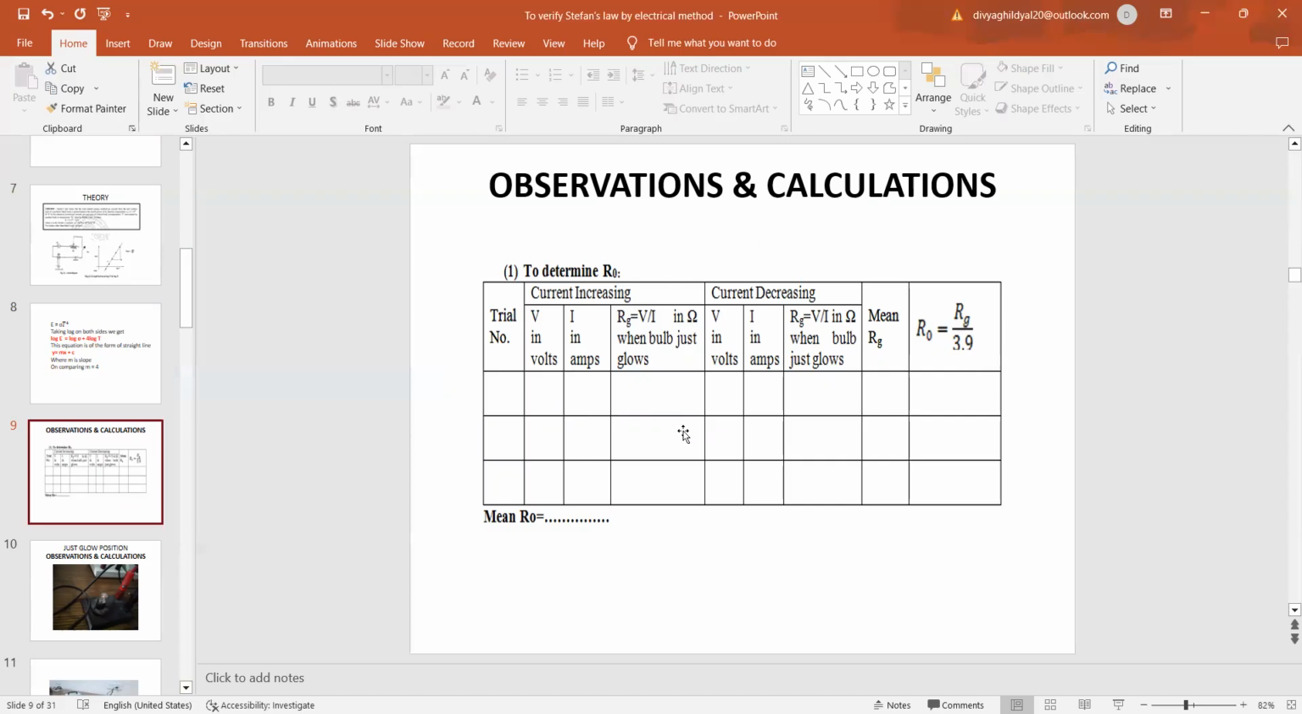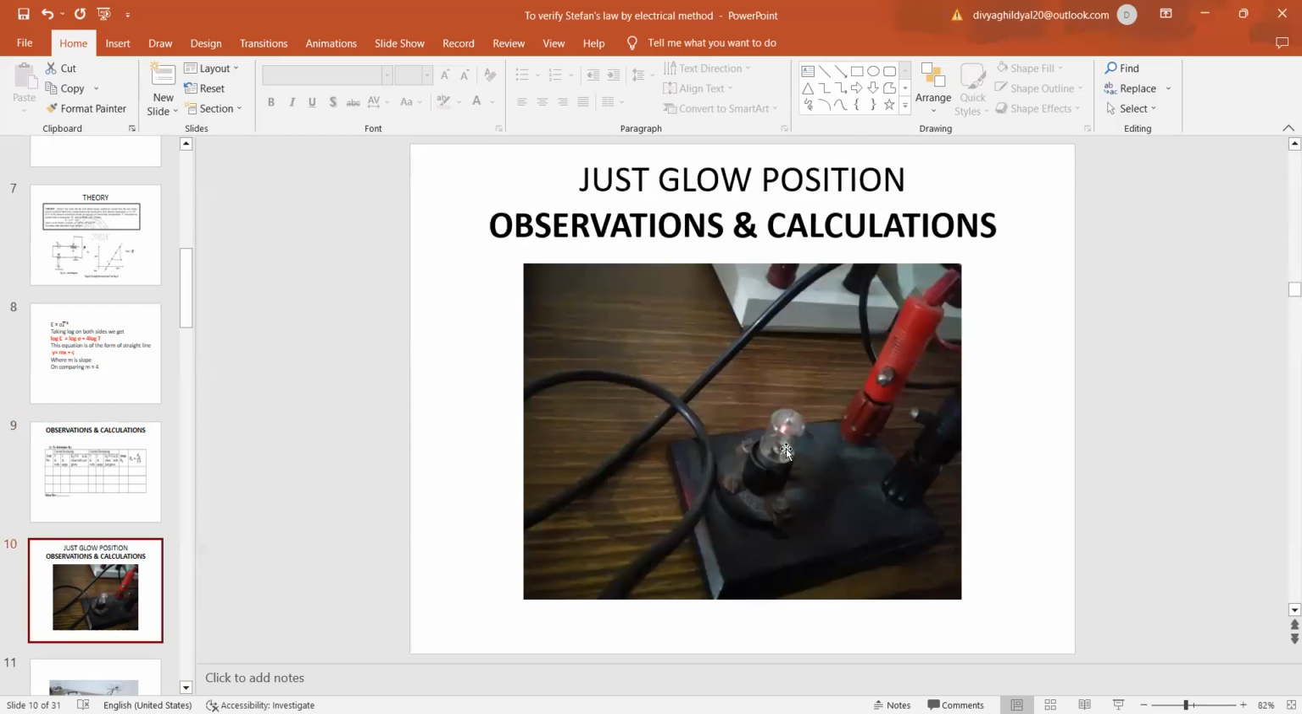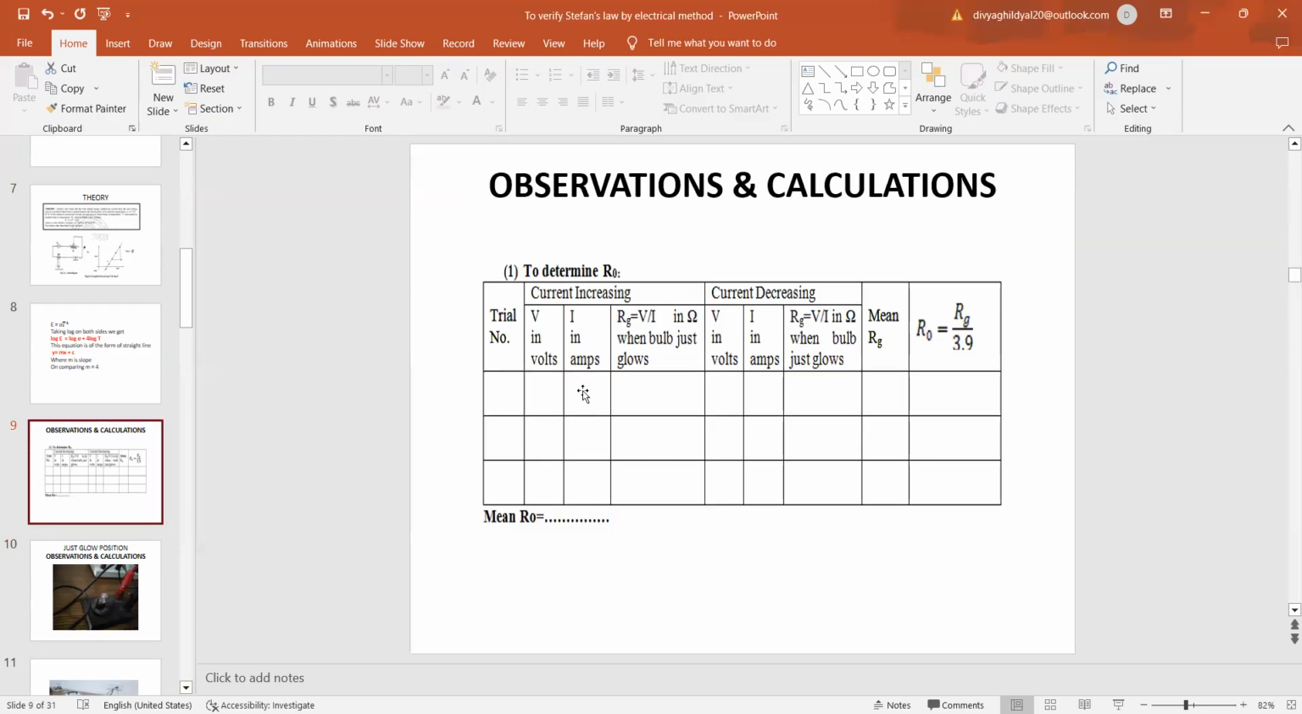So we begin the experiment. It consists of 2 observation tables. In the first observation table, we will find the value of R naught, that is, the resistance at 273 Kelvin. For this, we will first increase the current using the rheostat and try to get the just glow position of the bulb. At that moment, this is the just glow position. We will note the voltage and current here, and from Ohm's law, resistance is voltage upon current.